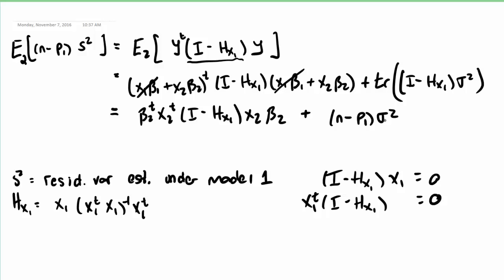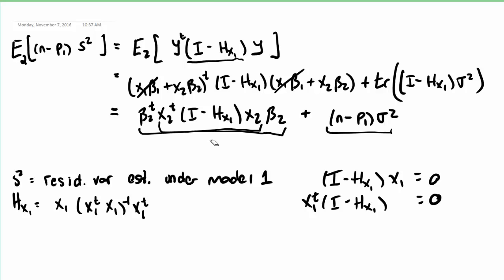When we went over expected values of quadratic forms, what we're seeing is that the expected value of n minus p1 times s squared works out to be not n minus p1 times sigma squared, this part. It has a bias. And this bias is strictly positive, right? It's a non-negative definite matrix, then times beta 2, a quadratic form with beta 2 on the outside. So that term tells us that we're likely underestimating the variance. I'm sorry, that we're likely overestimating the variance.